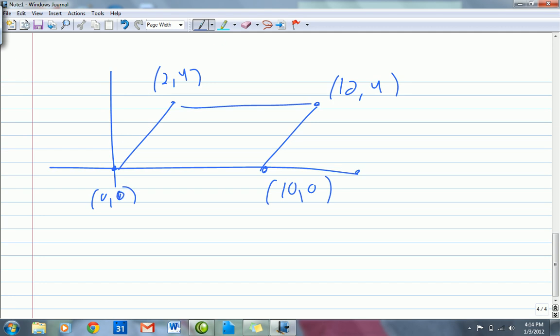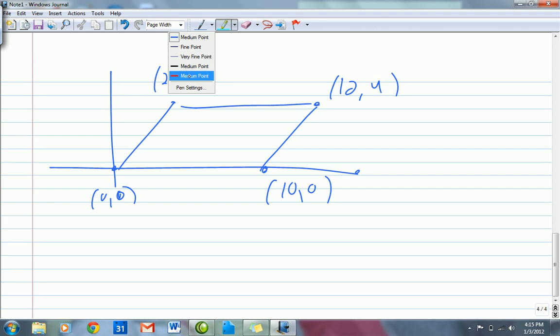Okay, and again, you can do that quickly by showing the slope of this guy. 4 minus 0 over 2 minus 0. 4 over 2 is 2. And this guy, 4 minus 0 over 12 minus 10 is also 2. And both of these have, therefore, that slope of 2, so they're parallel. And these both have slopes of 0, so they're parallel. So it does satisfy the definition of parallelogram.